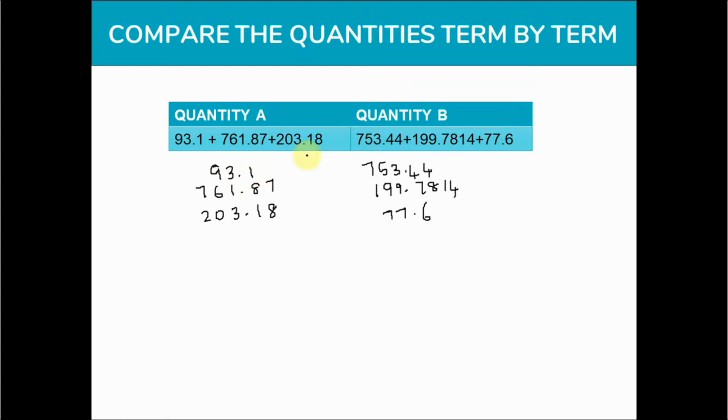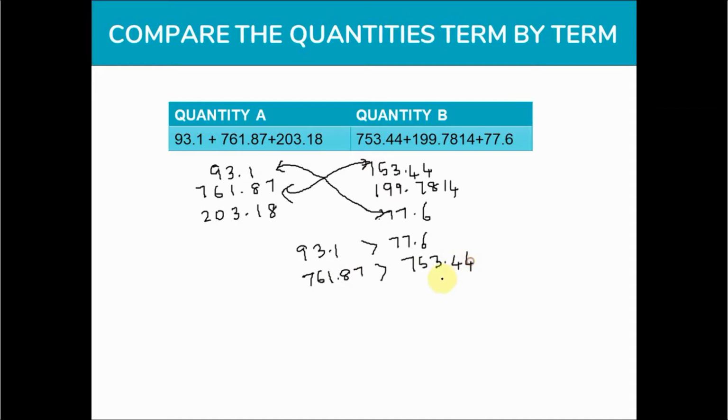Now, I am going to compare 93.1. Find the number closest to 93.1 in this set. Obviously, these are the two numbers which are closer to each other. So, I would just say 93.1 is greater than 77.6. Right? Now, look at the second term, 761.87. Find the closer number in quantity B. Obviously, 761.87 is closer to 753.44. So 761.87, fortunately for us, is greater than 753.44.